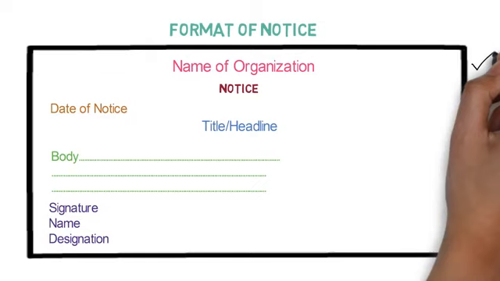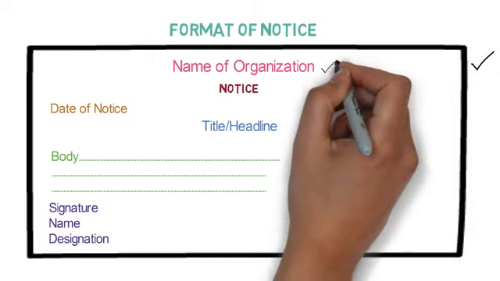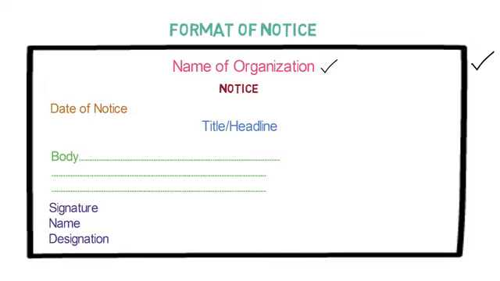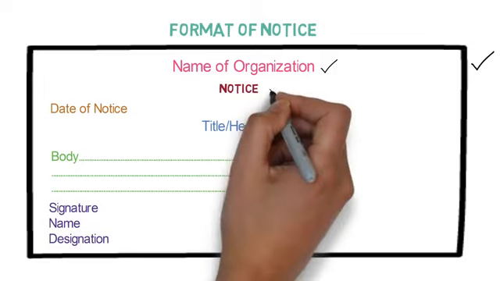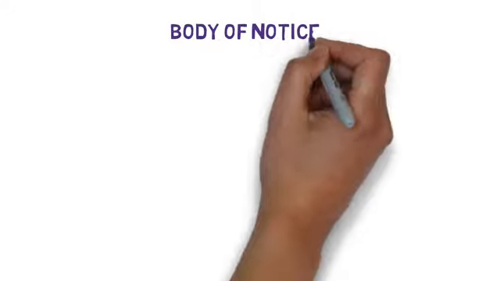Firstly, draw a rectangular box. In that box, in the top middle portion, the name of the organization which is issuing the notice must be written. Then, right below it, the word notice needs to be written. Then on the left hand side, write the date on which the notice is issued. Below it, write the title of the notice. Then below it, the body of the notice comes, and after the body is completed, the signature, name and designation of the issuing authority comes.